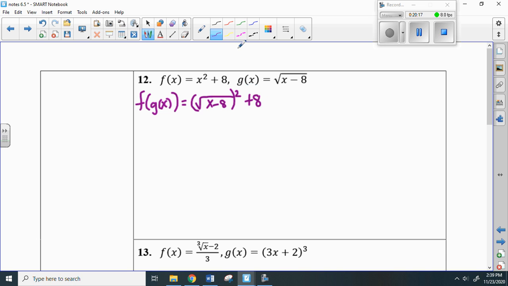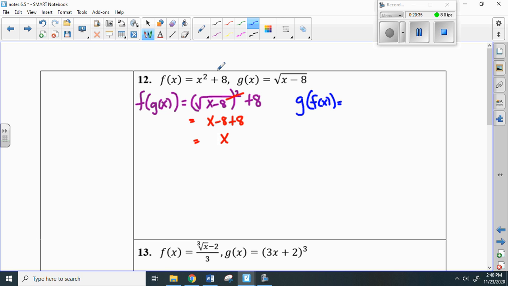All right, well, remember what happens to a square root and a square? They cancel each other out. Oh, so that one's going to work out nice. All right, but that is not enough. It is not enough. You have to compose both ways.